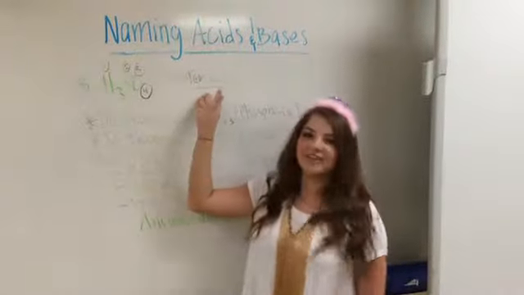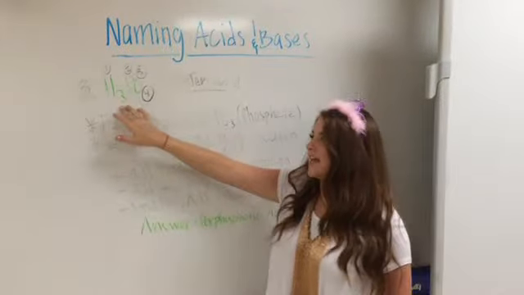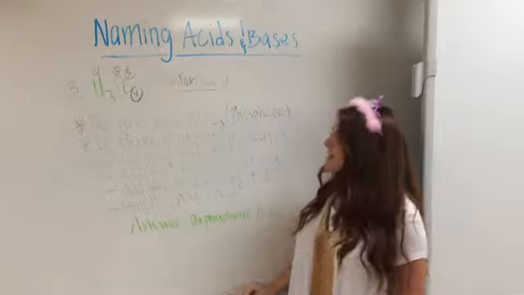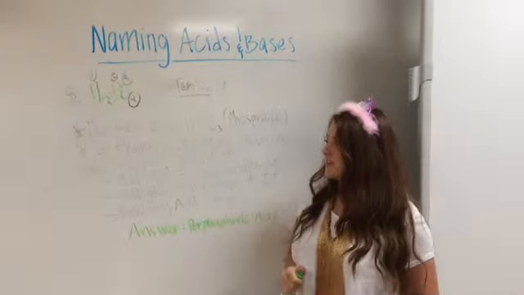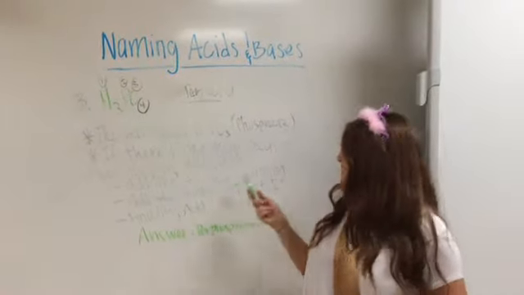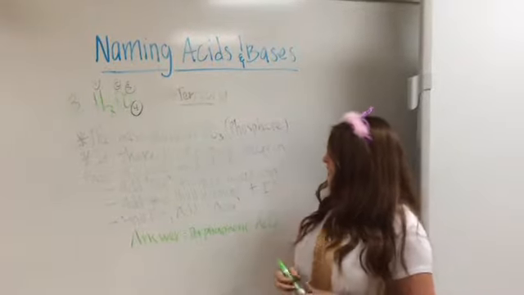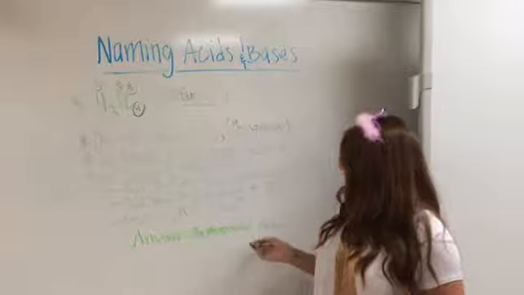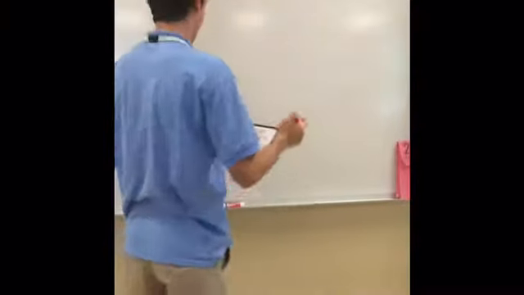It's a ternary acid because there are 3 elements, H3PO4, and the base acid is PO3, which is phosphate. If there's one more oxygen than the base acid, you add per to the beginning, then add the third element plus IC, and then finally add acid. So the answer would be perphosphoric acid.